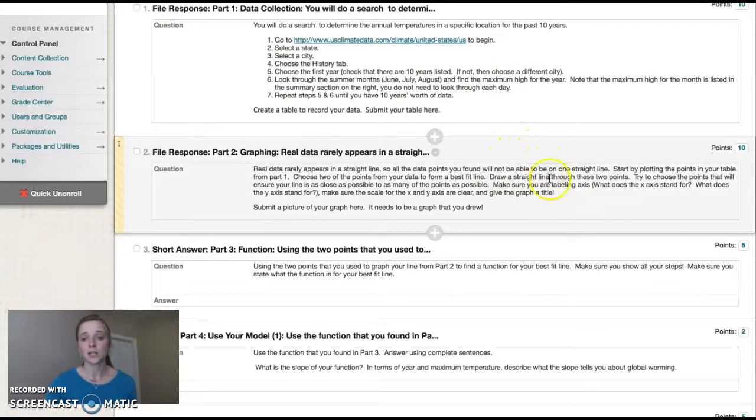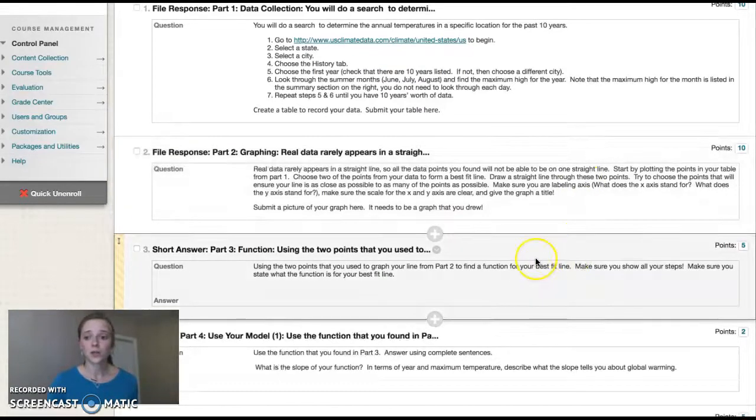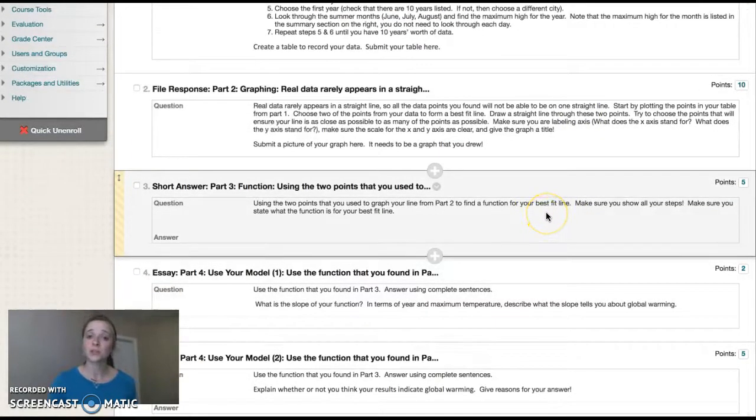And then the next part was graphing, and I felt like that was a good amount of work too. You have to plot all your points and then pick 2 points to put a straight line through. So I said that was worth 10 points as well. Make sure that you're labeling your x-axis, your y-axis, and that you're putting a title, and that your scale makes sense, right? Are you going by ones? Are you going by tens? And that sort of thing. Part 3, I put 5 points for that one. That's where you're finding the equation of your line.